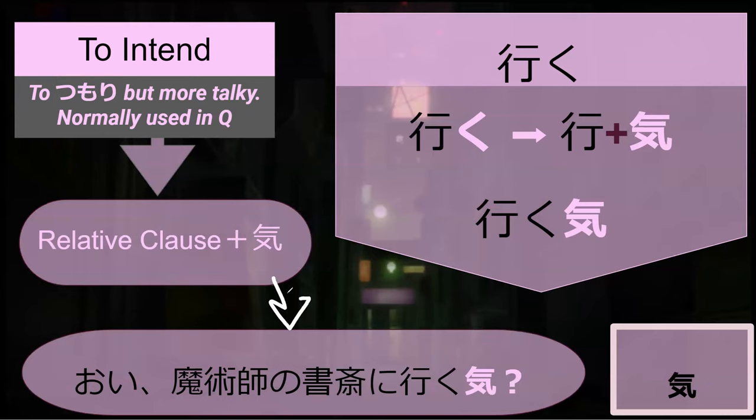Can you read the example sentence below? はい。魔術師の開催。詳細。はい。詳細に行く気。So, do you intend to go to the library, or no, not the library, the office? Yes, the study, the study of the magician. Work of the magician. Hey, do you intend to go to the study of the magicians? Perfect. Okay, so we have Khan right here talking, most likely to Bennett.